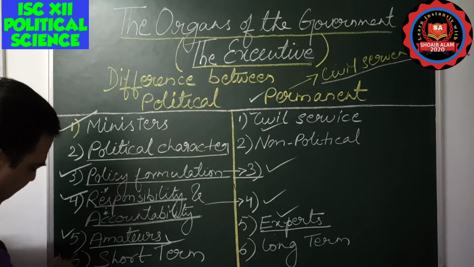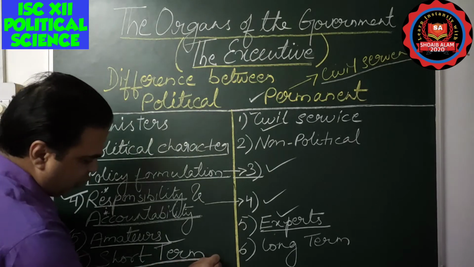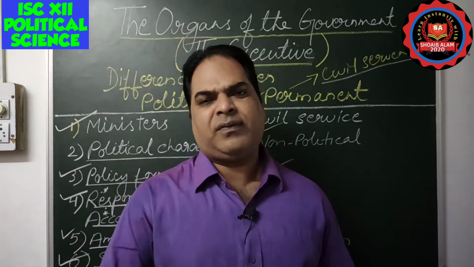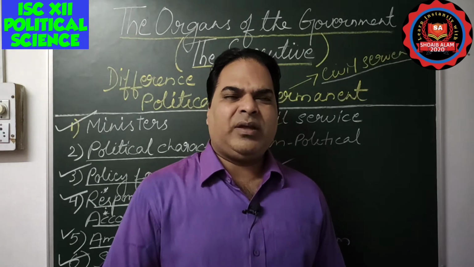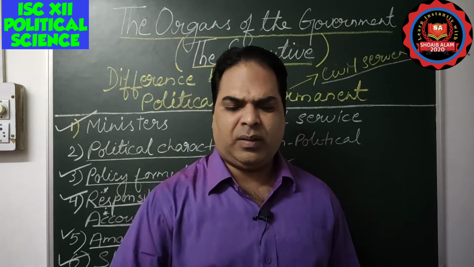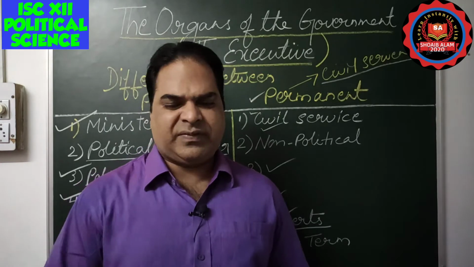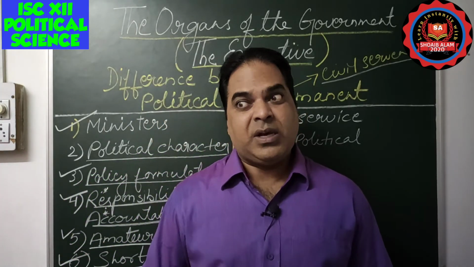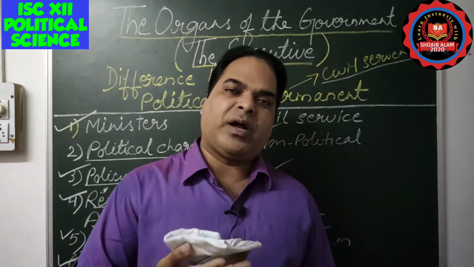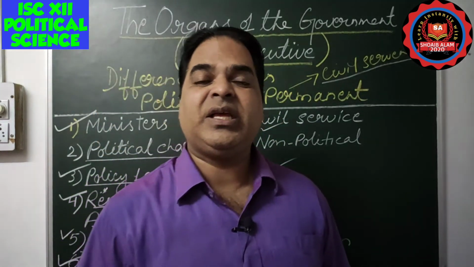Next, the last and final one that you can see here is that the political executive has a short term. Short term means 5 years. Once elected, you can remain in office until the pleasure of the president. The term of the Lok Sabha is 5 years, the term of any assembly is 5 years. Before that, if a vote of no confidence is passed, then the government will fall before the completion of the 5 years. So the political executive's term is very short.